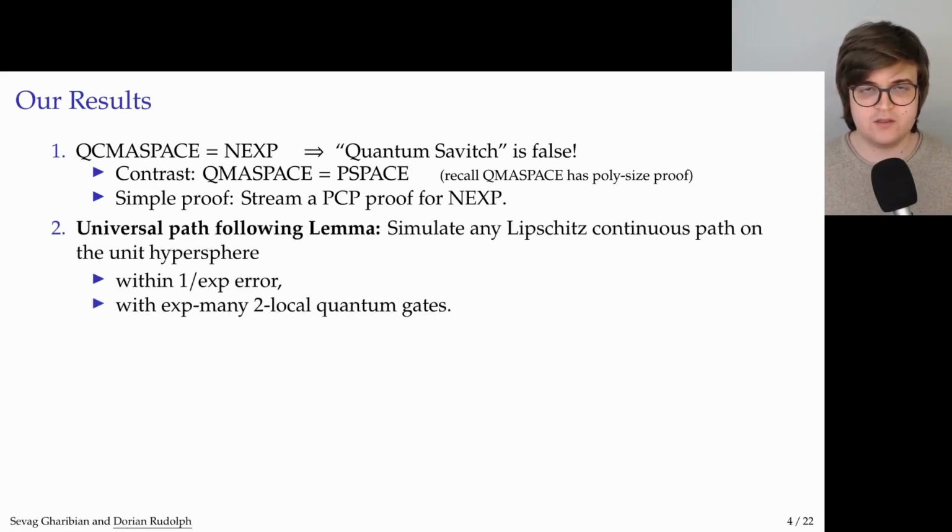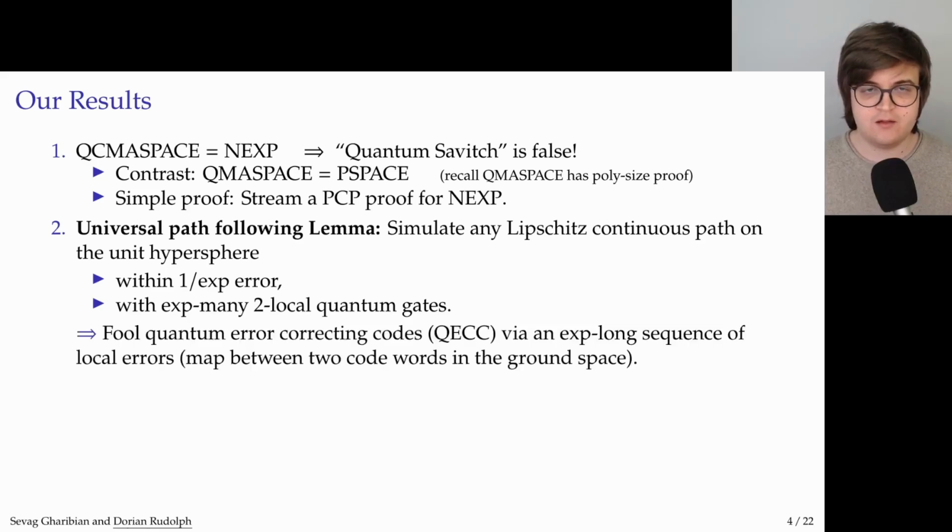Second is the universal path following lemma, which allows us to simulate any Lipschitz continuous path on the unit hypersphere within 1/x error, and using exponentially many true local quantum gates. So the unique feature of this construction is that the intermediate state, while applying the gate sequence, always stays within 1/x distance to the actual path. Hence, one can fool a quantum error correcting code with an exponentially long sequence of local errors by following a path between two code words in the ground space.